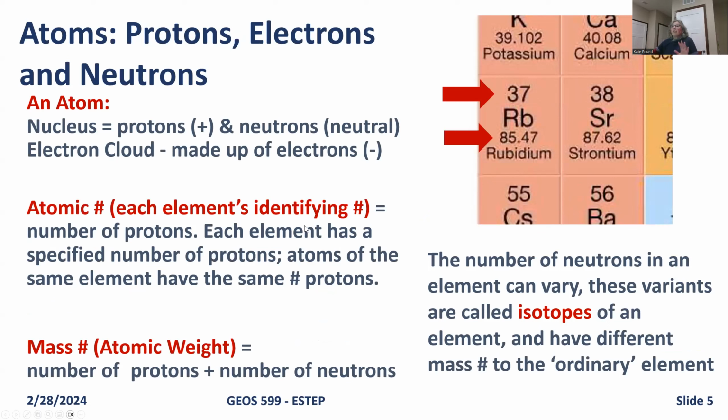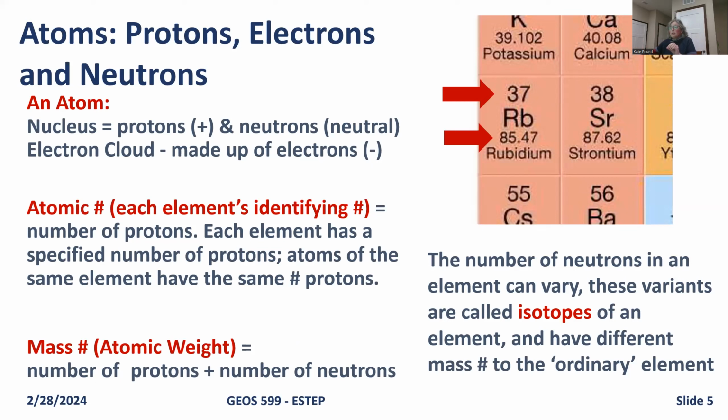So, first of all, let's consider an atom. An atom is made up of a bit in the center that's called the nucleus. This has positively charged protons and then some neutrons, which are neutral. And then around that nucleus, we have our electron cloud. And those electrons are negatively charged.